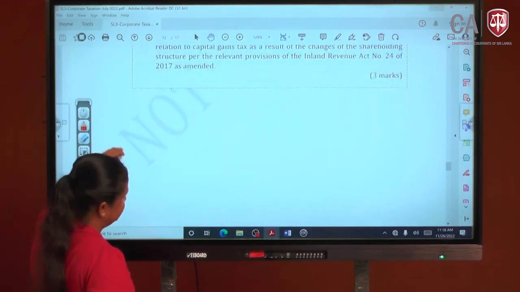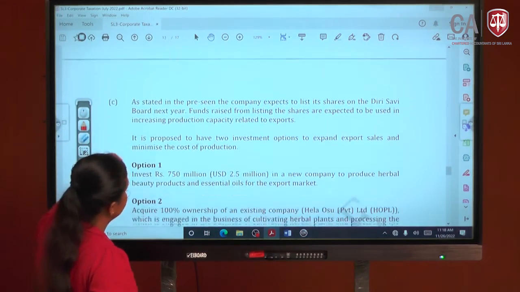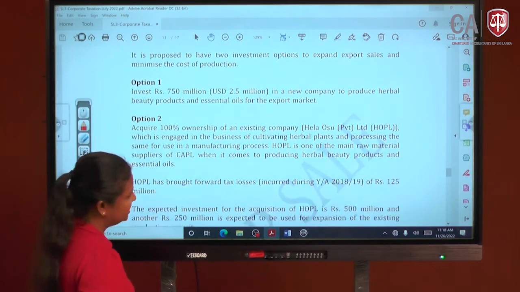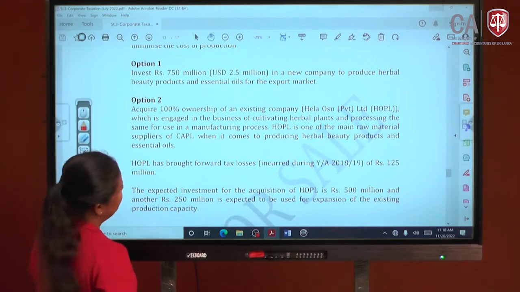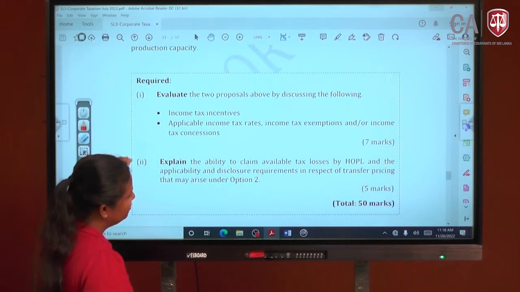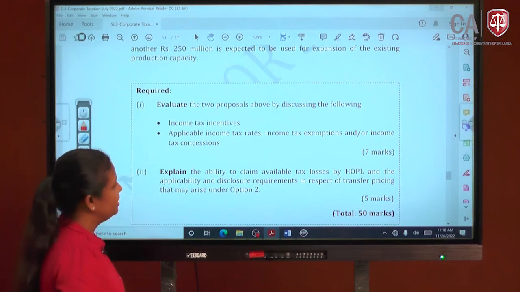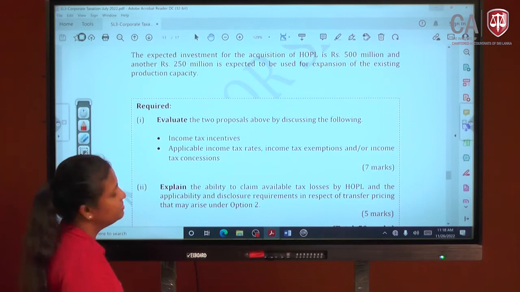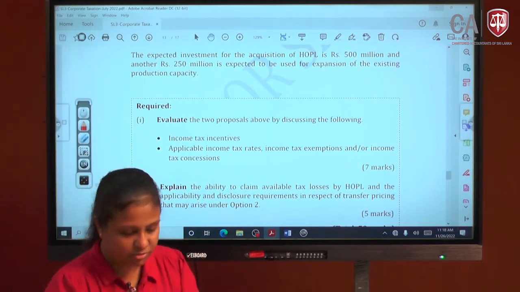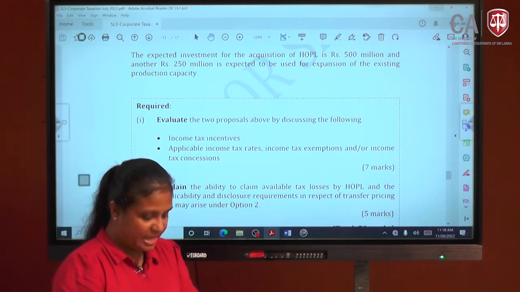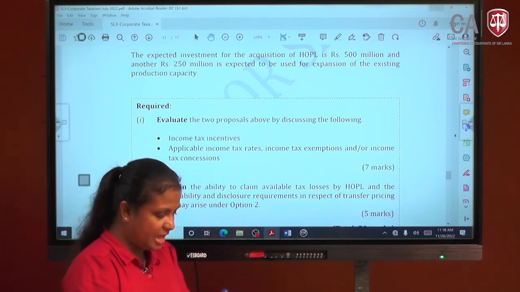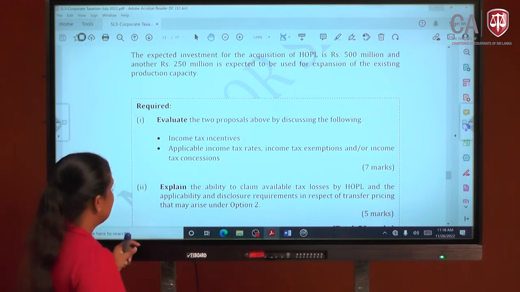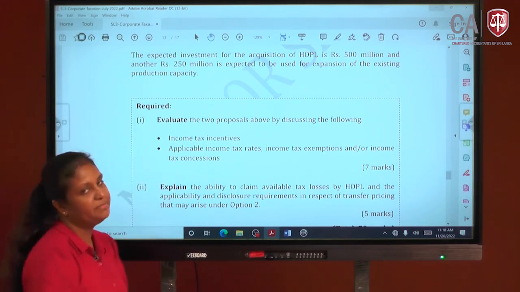Now let me come to the next, which is part C, options. As a usual question, options are given and you have to evaluate the options. For how many marks? For the first part it is 7 marks. Then that 8, 7 and 5, 50 marks done. Now come to here, 7 marks. First I will take Roman 1 in part C.